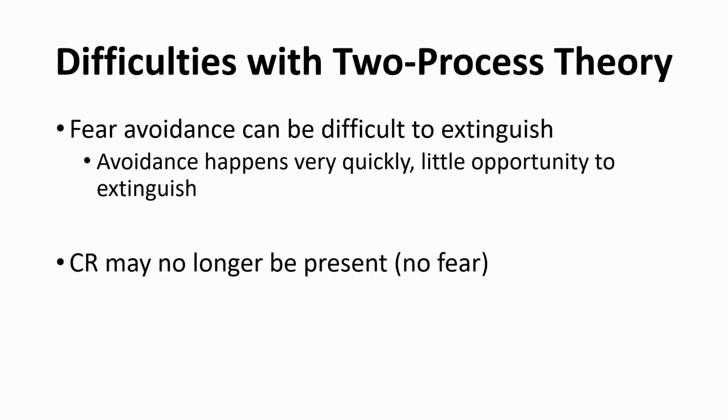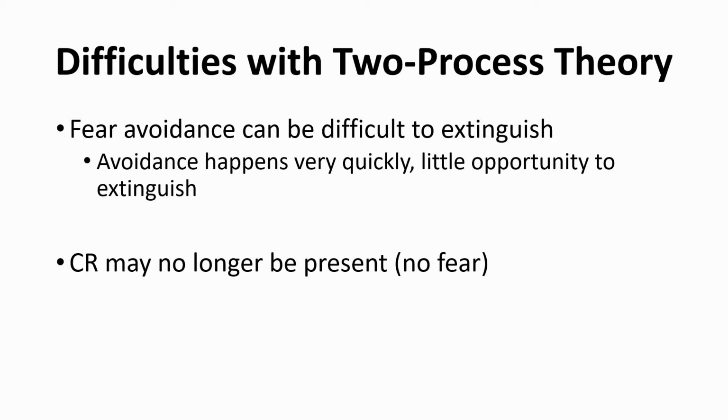Now, before we move on from our two-process theory and then our free operant idea, we want to focus on some difficulties that we should keep in mind, just some things that might cause problems when we're actually looking at avoidance behaviors in the real world. So the first of these problems is that it can be very difficult to extinguish fear avoidance because when we feel that fear, we tend to very quickly go through those avoidance behaviors.